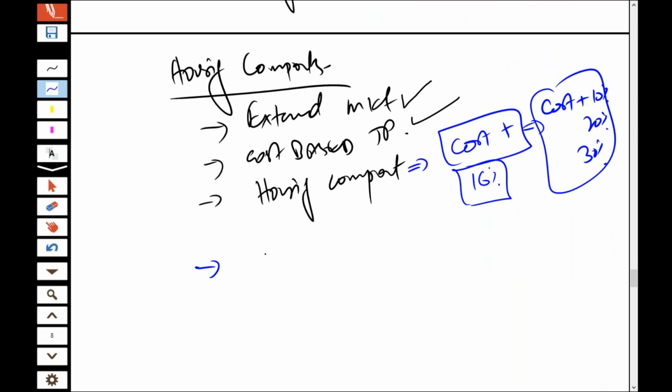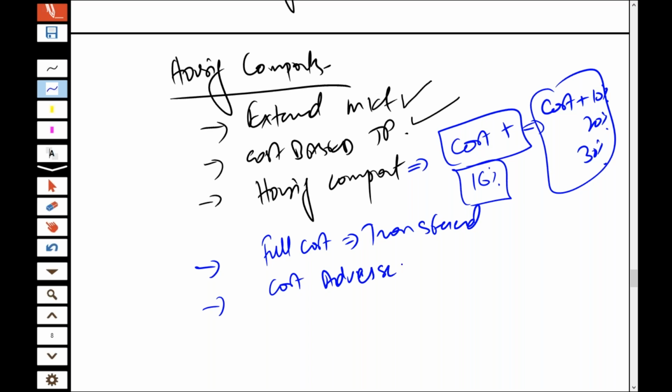Also, the problem that is arising is the full cost is being transferred and there is a cost adverse variance that is arising. So if there is a cost adverse variance that is arising, what is happening? This is something which is not going to be acceptable. Now, if this is not going to be acceptable, how exactly are we going to deal with it?